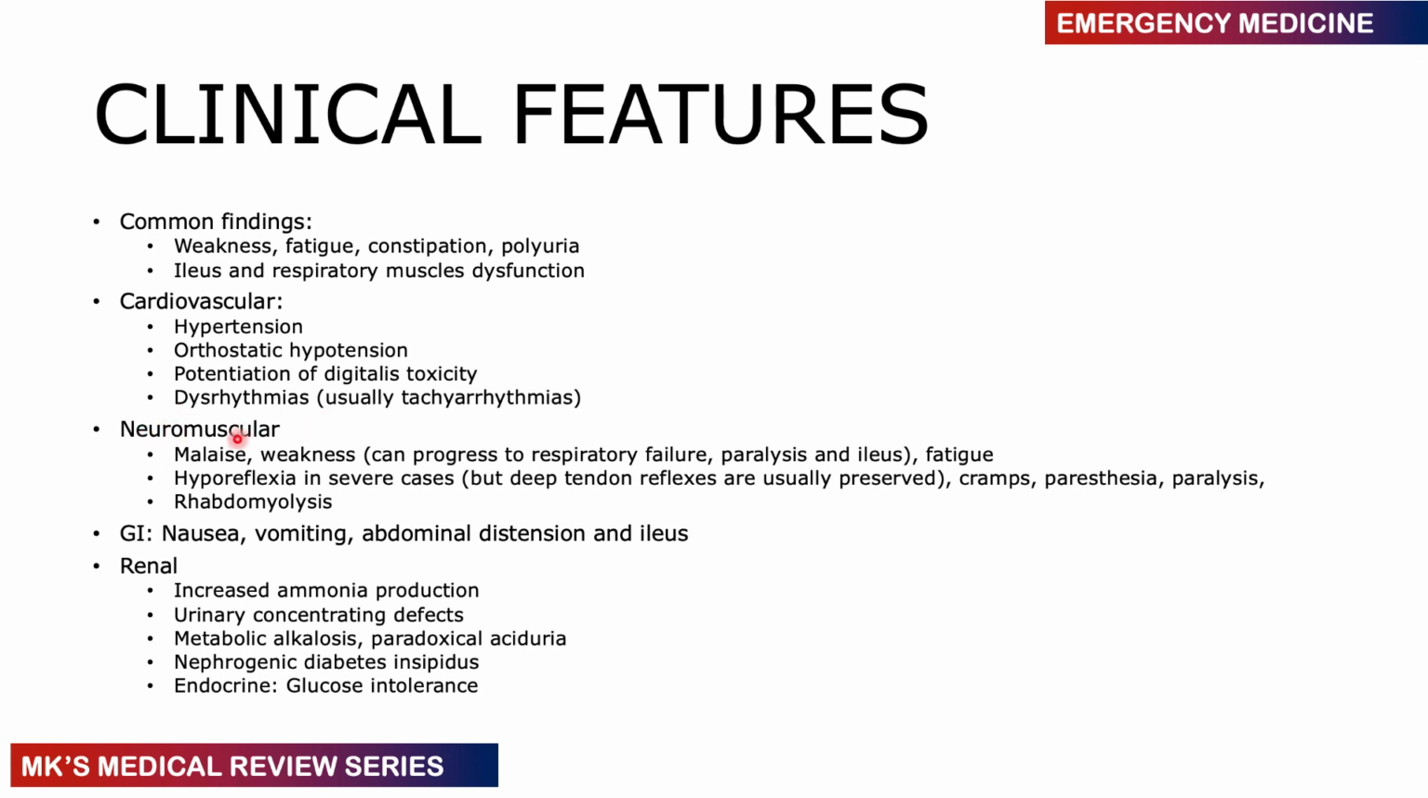In the neuromuscular system, you may have malaise, weakness, which will often progress to respiratory failure, paralysis, even ileus. You may have fatigue. You may have hyporeflexia, especially in severe cases, but generally your deep tendon reflexes will be present. You may have cramping, you may have paresthesia, paralysis, rhabdomyolysis. In the GIT, you may have nausea, vomiting, abdominal distension, and ileus. In the renal system, you may have increase in ammonium production, urinary concentrating defects. You may have metabolic acidosis, paradoxical aciduria, nephrogenic diabetes insipidus, and glucose intolerance in the endocrine system.